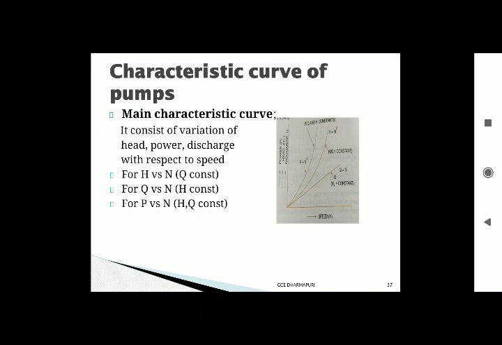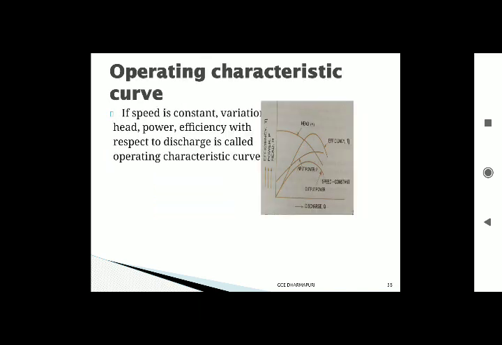It has 3 plots. One is between speed and power, another one is between speed and head, another one is between speed and discharge. Next curve is called operating characteristic curve.